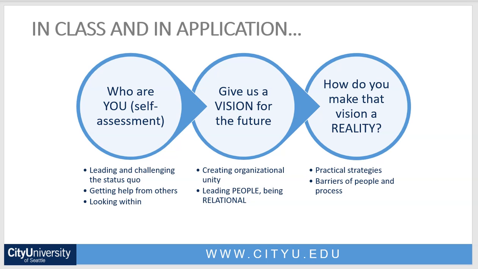Toward the end of the term now, we're looking at, based on that vision for the future, first of all, knowing yourselves, and then having a vision for the future for your respective organizations, how do you actually make that happen? What are the practical strategies, and what are the barriers? Maybe they're institutional barriers. Maybe those are people barriers. Whatever the barrier is, how do you actually get this stuff done? That's the focus of the third paper.